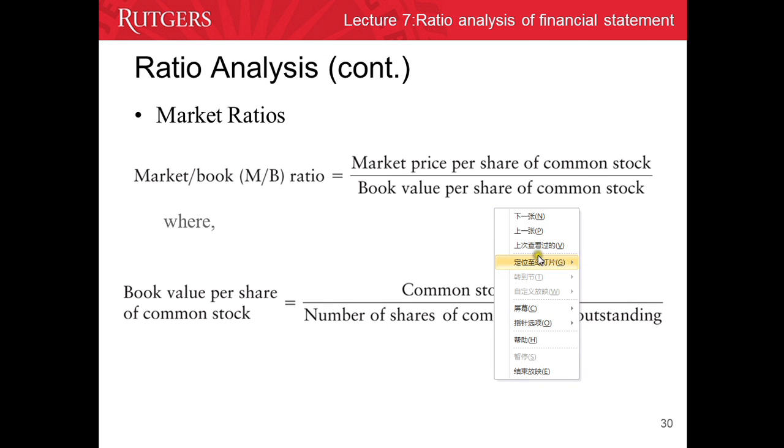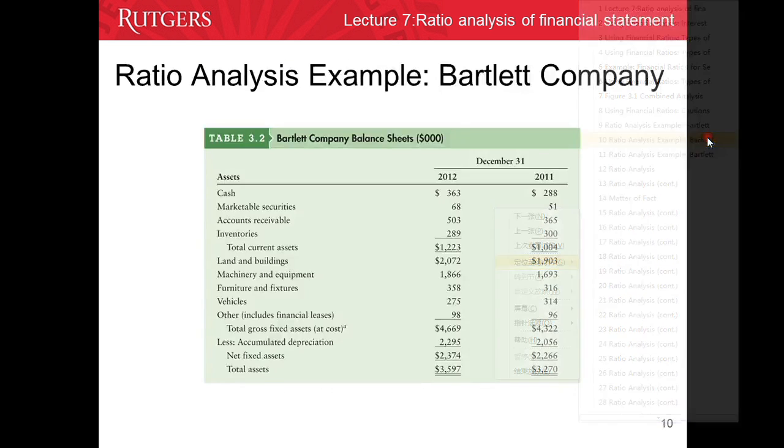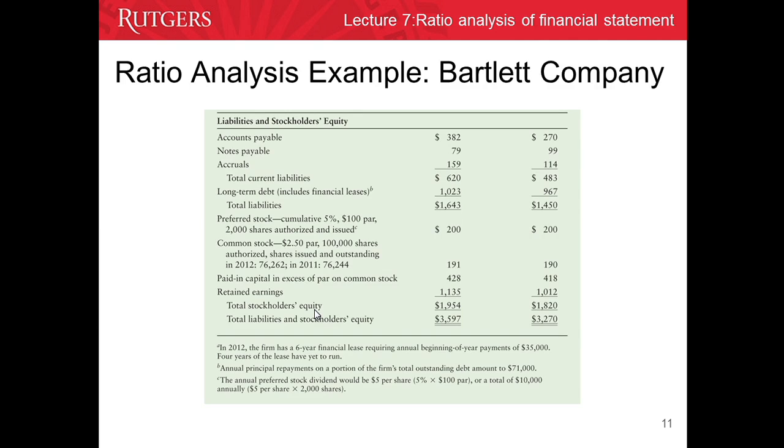Then let's go back to the case. First, we need to calculate the book value per share of common stock. As we already calculated, the common stock equity equals $1,754,000. Then we just divide it by the number of shares of common stock outstanding, which equals 76,262.